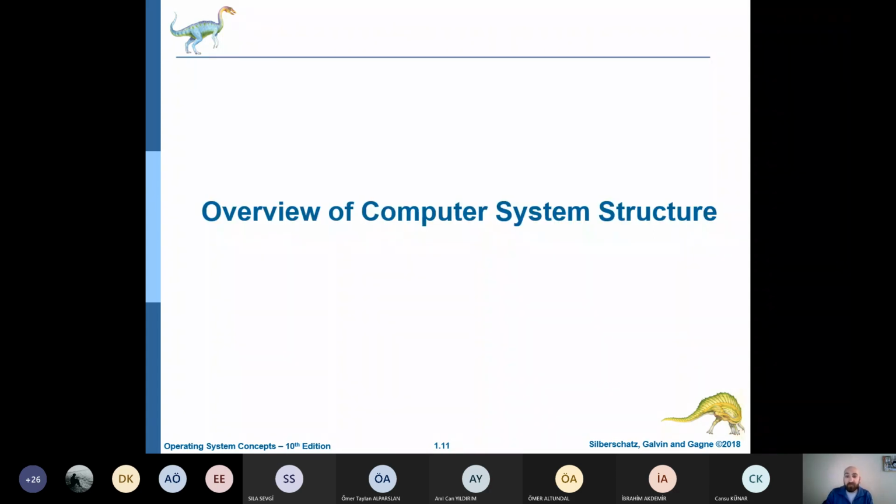Now we are going to continue with the overview of computer system structure.